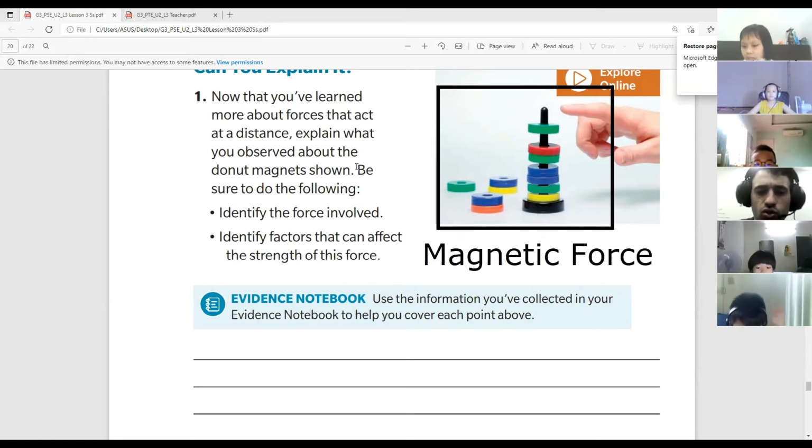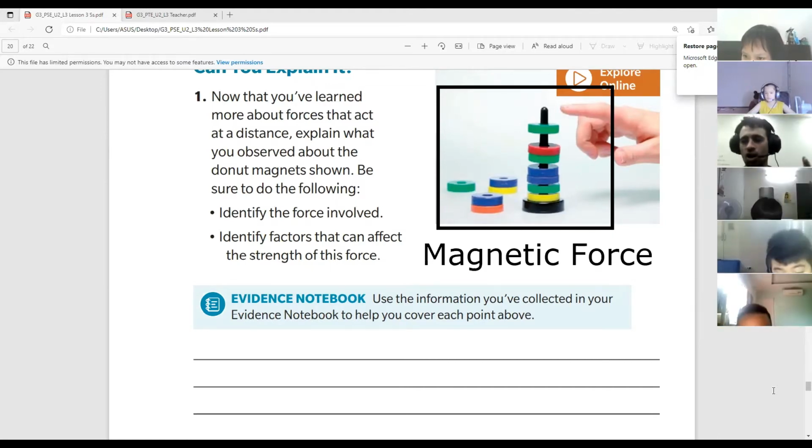Now, what 2 factors affect the magnetic force? We need to think of this before we start writing. What is one factor that affects the magnetic force? One factor, just give me one. Sam, what is one thing that affects a magnetic force? Pushing and pulling. That's not a factor.